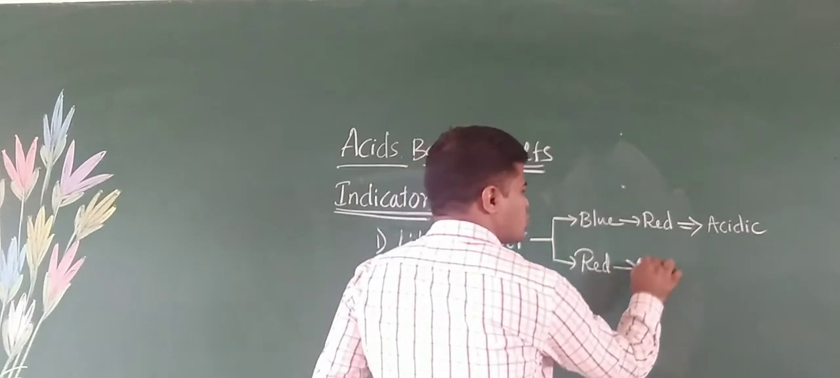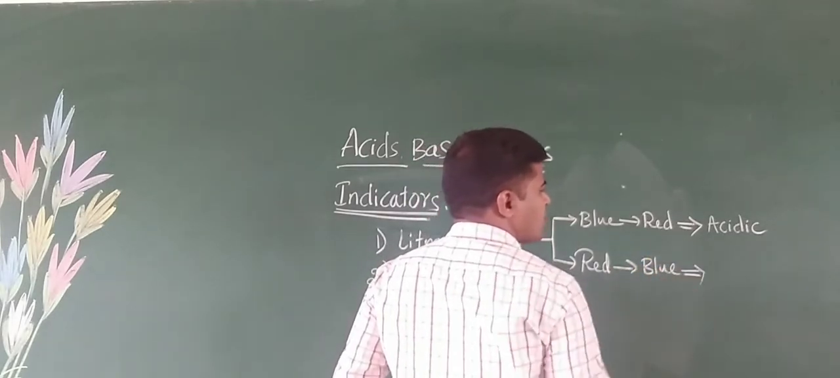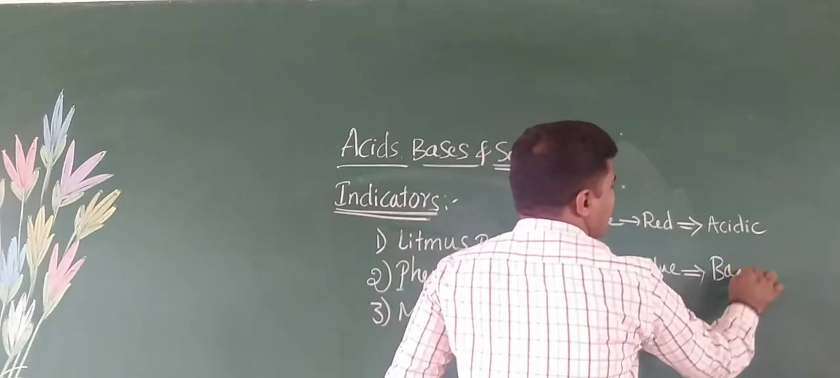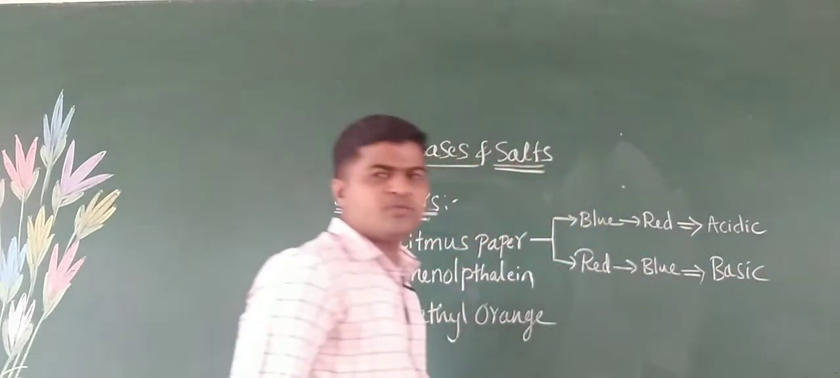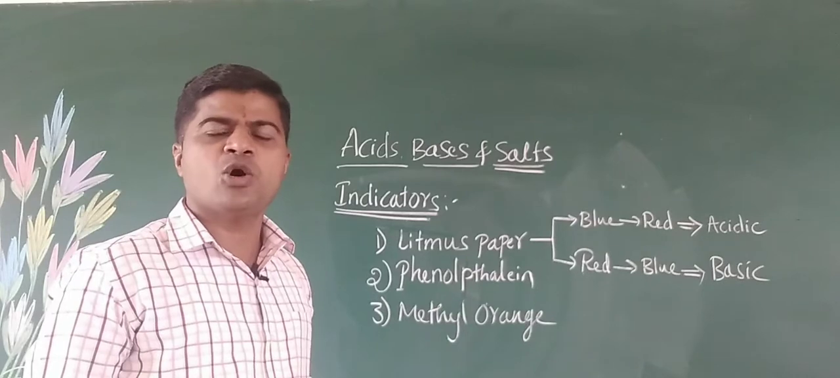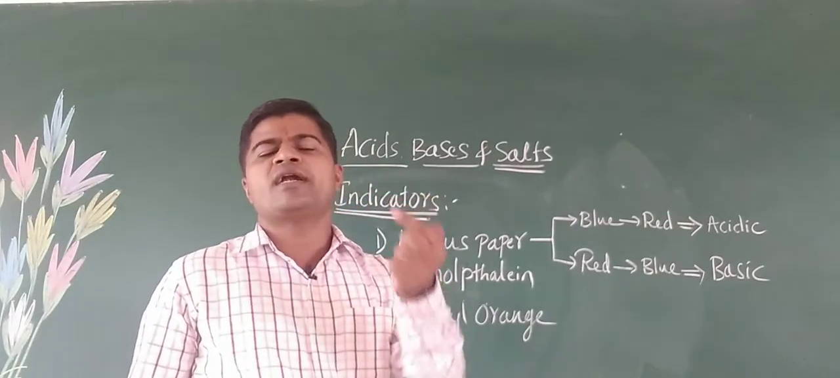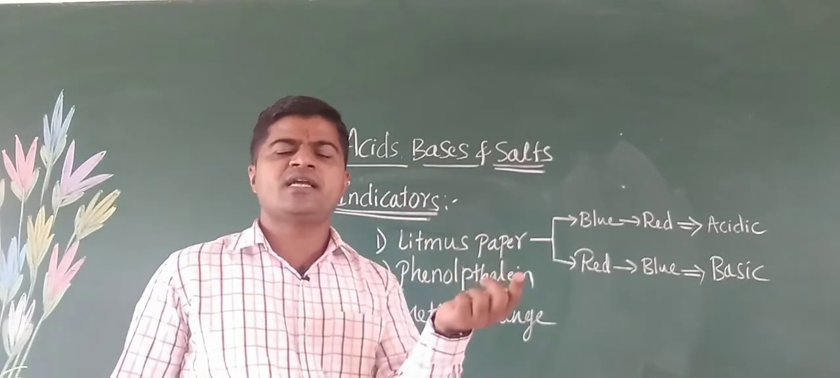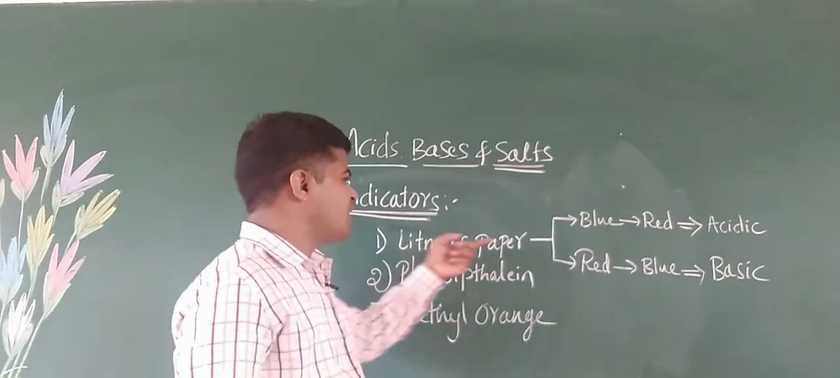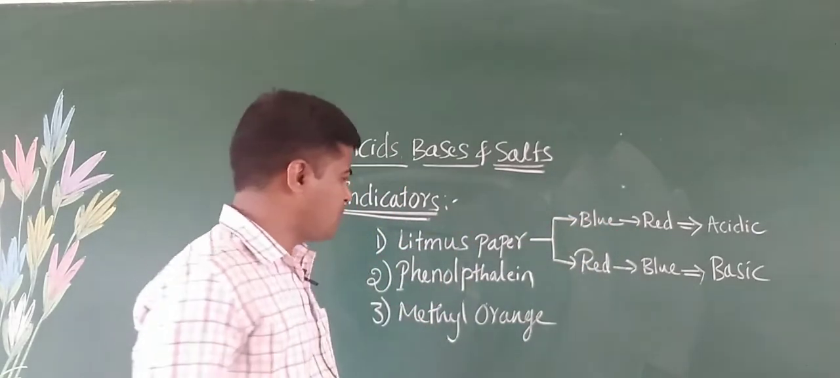If red changes to blue, vice versa, the given sample is basic in nature. So this is the way that you can identify whether the sample is an acid or base. With the help of a small litmus paper, you can identify whether the sample is acidic or basic in nature. This is one of the methods to identify whether a sample is an acid or base.